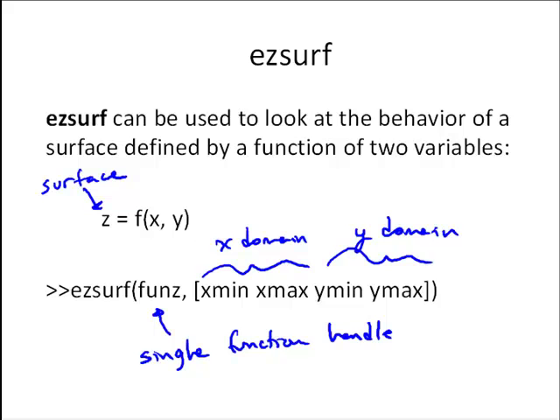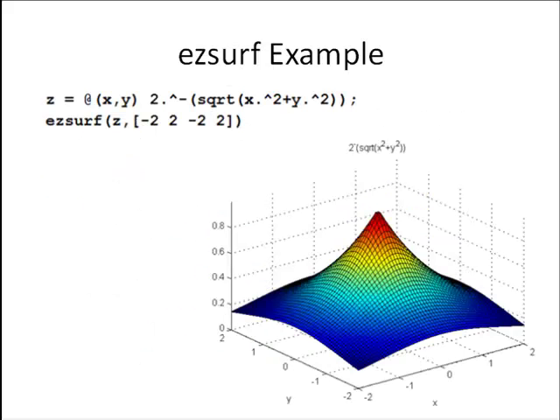So let's look at an example with EasySurf. So here's EasySurf plotting the function z is equal to 2 raised to the power of the negative square root of x squared plus y squared. So that's 2 raised to the negative square root of x squared plus y squared. That is what z is equal to.